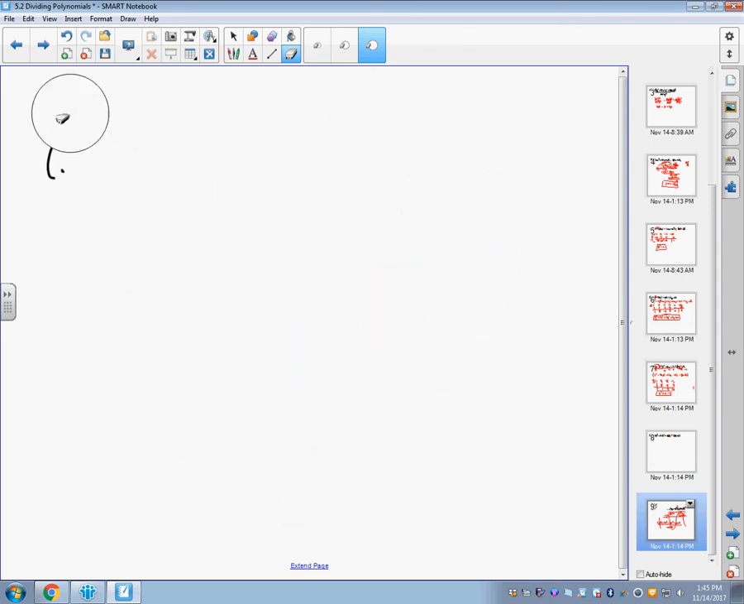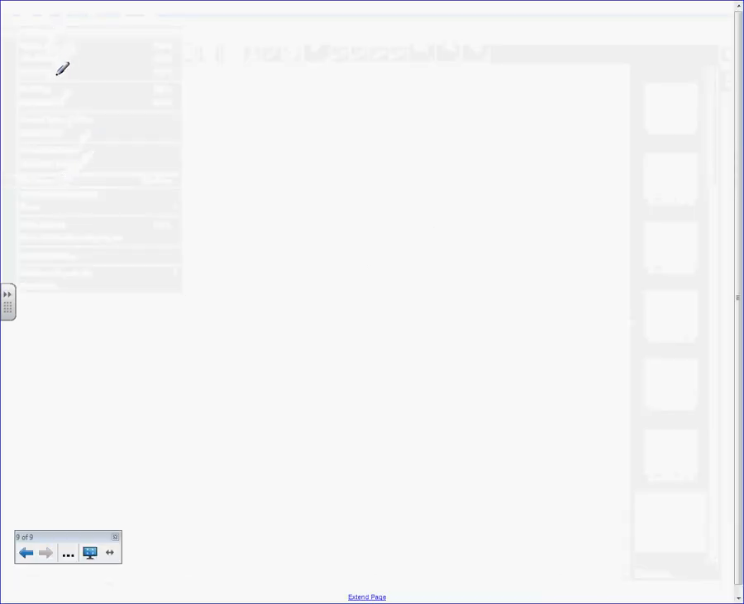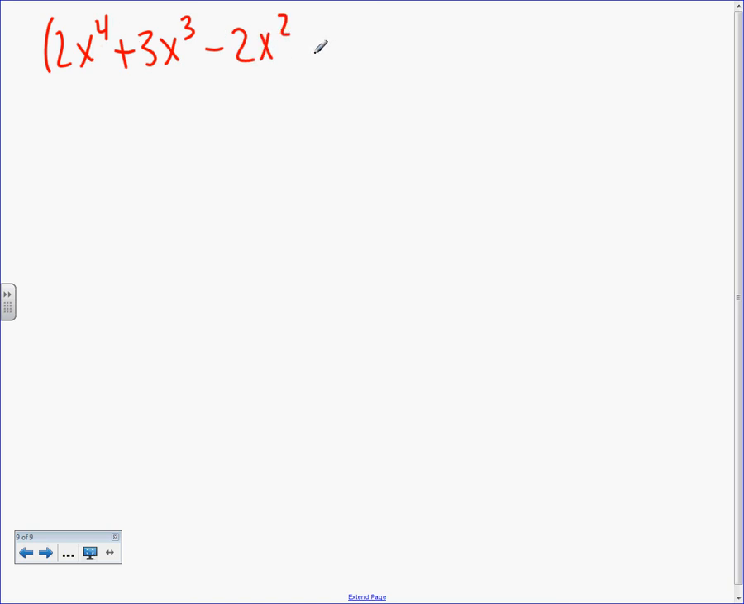Dang it. I should have just reset the page. I'll write it again. It's fine. Okay. What did it say? 2x to the 4 plus 3x to the third minus 2x to the second minus 3x minus 6 divided by 2x plus 3. Thanks. So that's what we really have now.